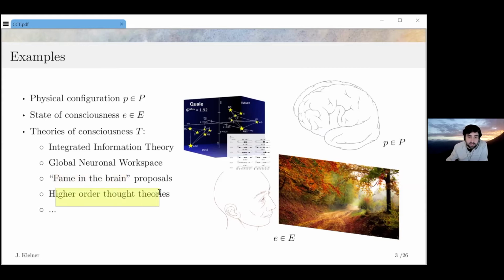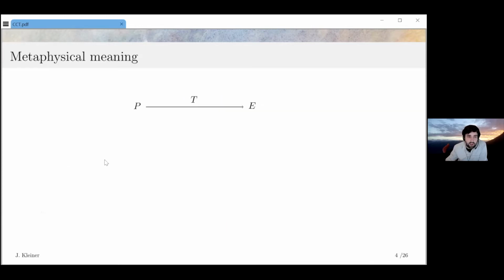Higher order thought theories, to give another example, and I could go on. Again, you have a certain definition which tells you what has to happen in the physical configuration for something to be perceived consciously. Very roughly speaking, there needs to be a representation of a representation, or a thought about a thought. Okay, so the message is that almost all of the theories we consider on the scientific side exhibit this formal structure. Why is this? Well, here it is again: this was our physical configuration, state of consciousness, and the map.